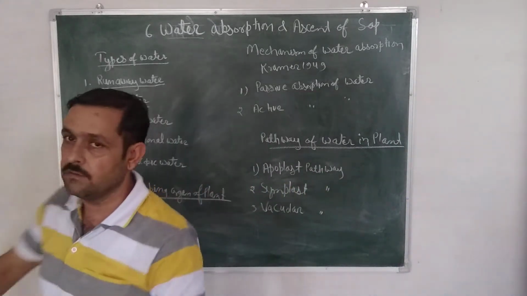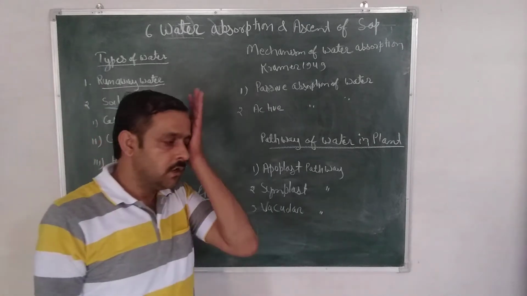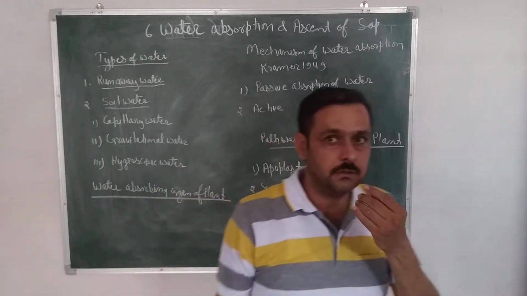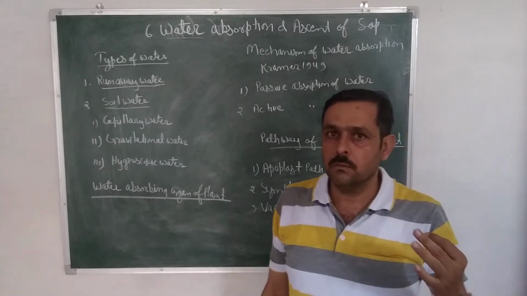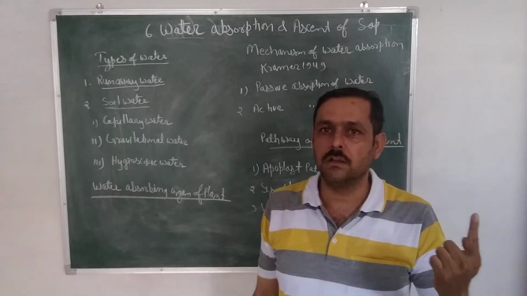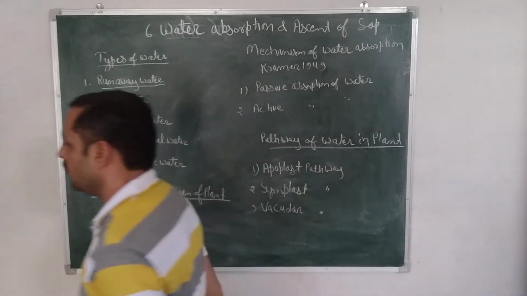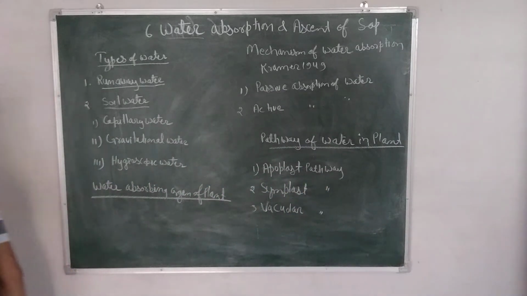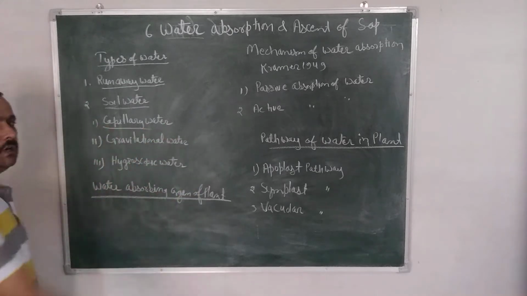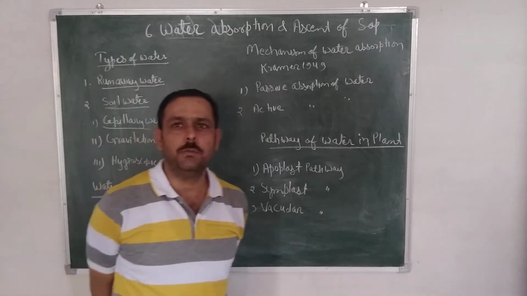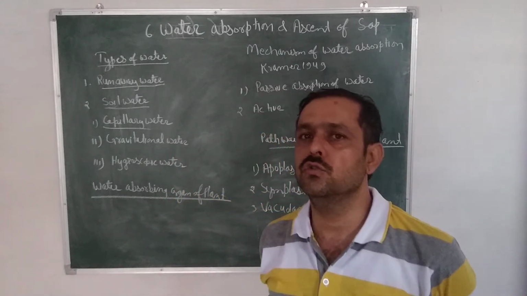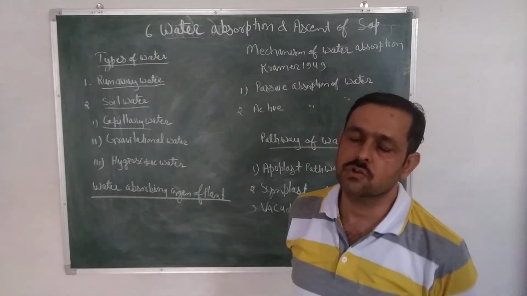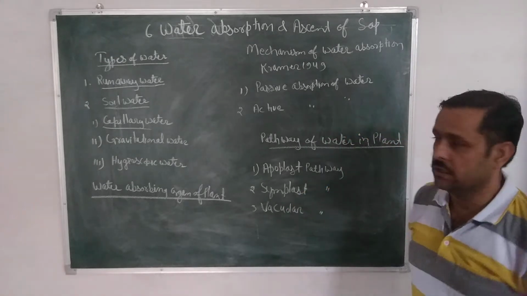First, capillary water. What is capillary water? You have to learn this importantly. Why? Because here is a one mark question. Which water is absorbed by the plant? The answer is capillary water. What is capillary water? The water between two soil particles is called capillary water.